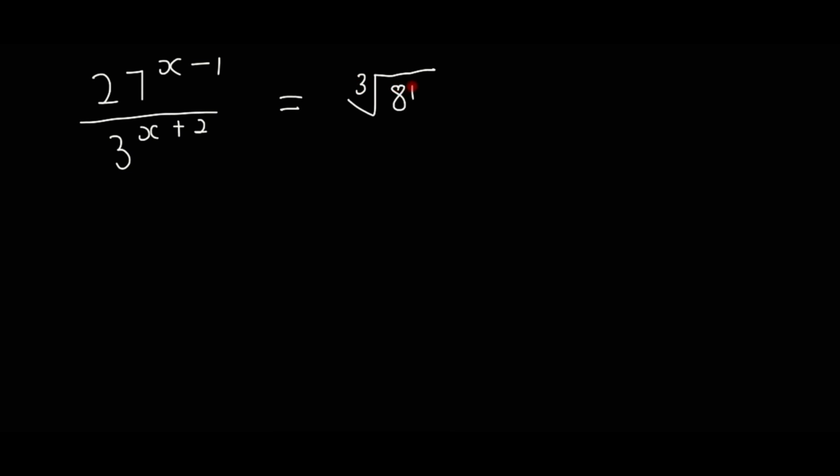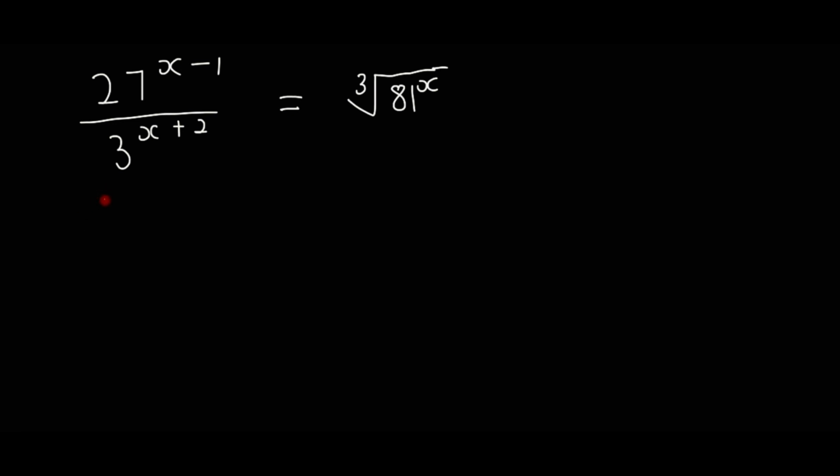And then what about 27 to the exponent x minus 1, and then divide by 3 to the exponent x plus 2, and then let's say is equals to the cube root of 81 to the exponent x. So we know that when we do division, the first thing we need to make sure is that the bases of the exponents are the same.